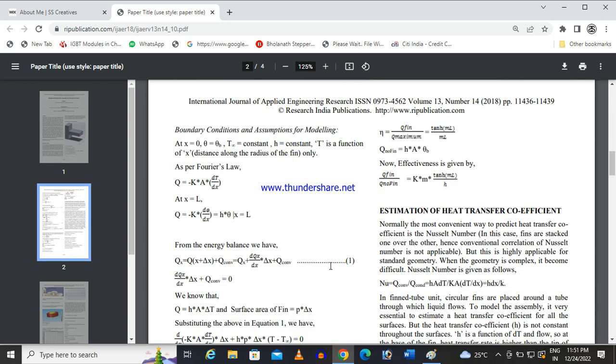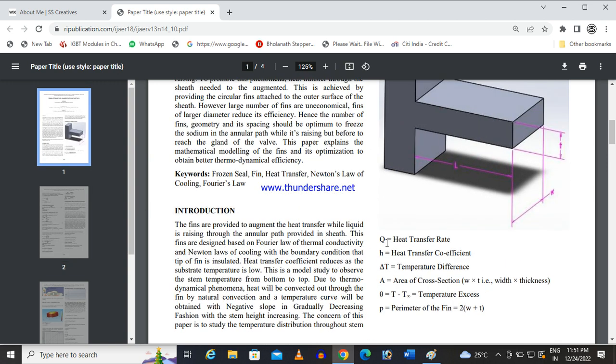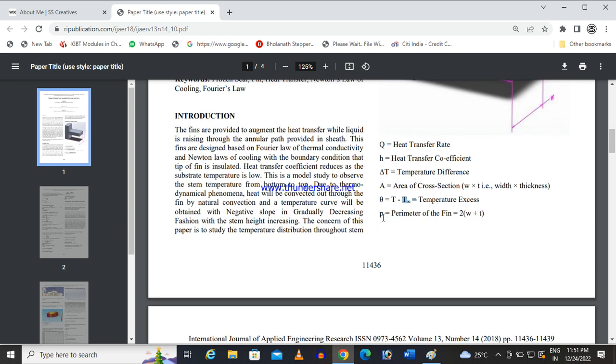Now some considerations. So here Q is the heat transfer rate, H is the convective heat transfer coefficient, delta T is the temperature difference, and A is the area of cross section. So area of cross section in this case is the width and thickness, so W into T, and theta is the temperature excess, which is the instantaneous temperature at anywhere minus the ambient temperature, and the perimeter will be 2 into (W plus T), so that is denoted by P.